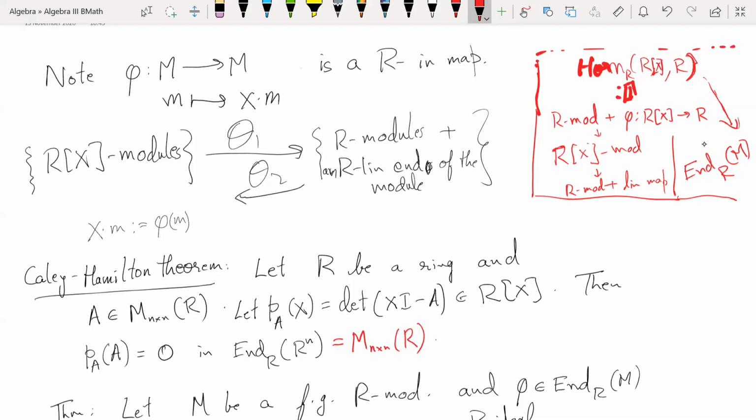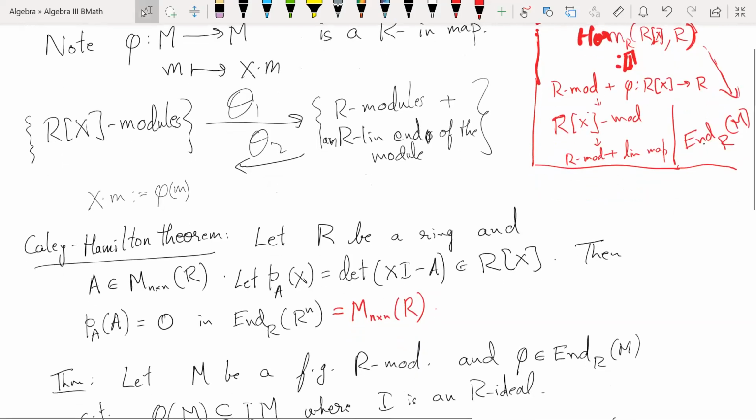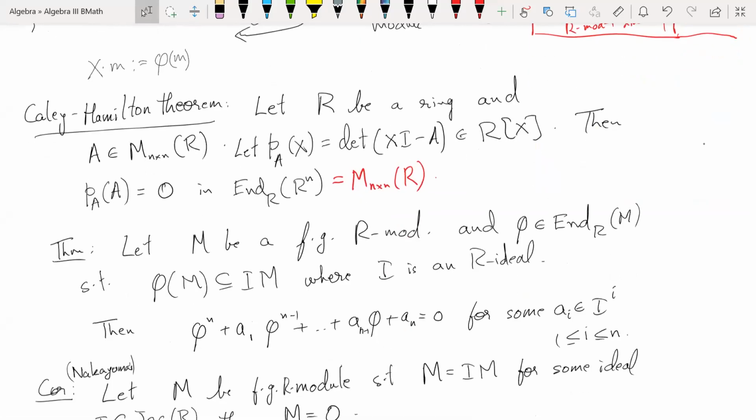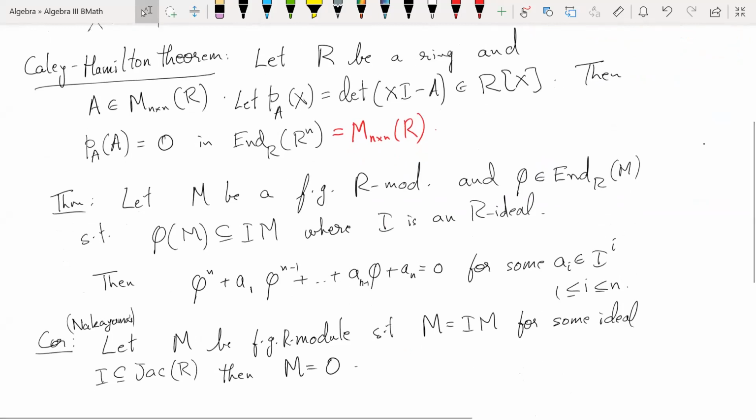Okay, if there are no questions, let's get to the Cayley-Hamilton theorem. This was the direct generalization of the Cayley-Hamilton theorem. There is another version, the next one, and the proofs are more or less the same. Let M be a finitely generated R-module and phi an element of the endomorphism ring of M such that phi(M) is contained in IM, where I is an ideal of R.